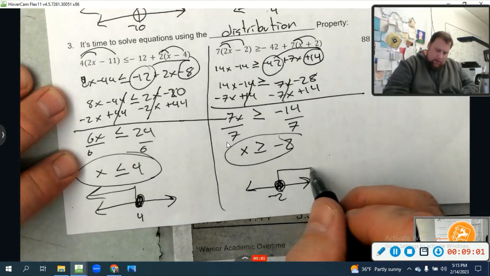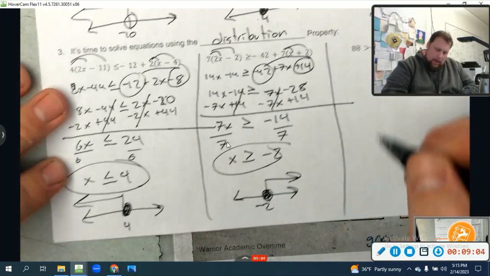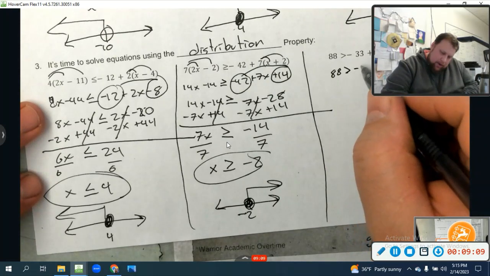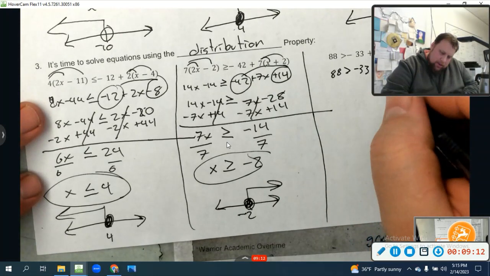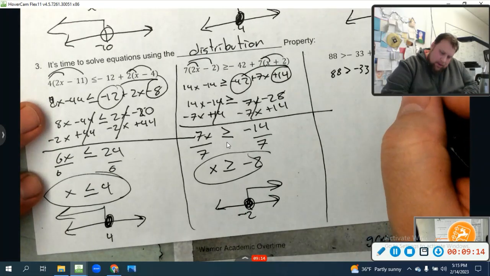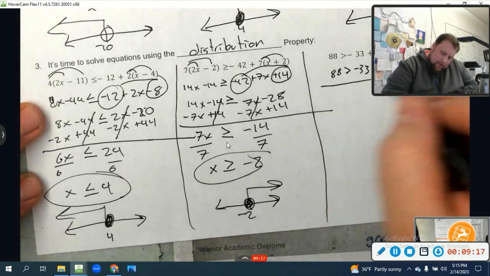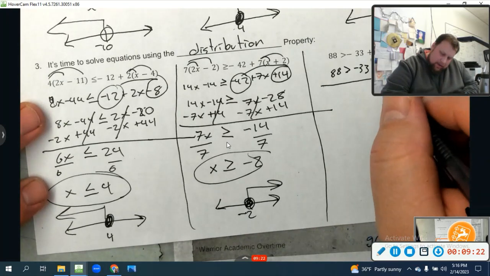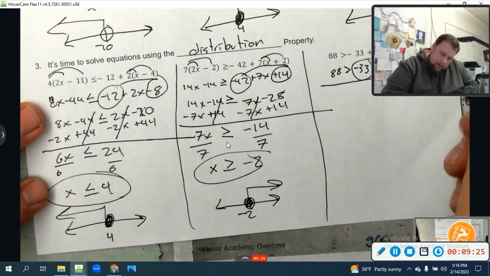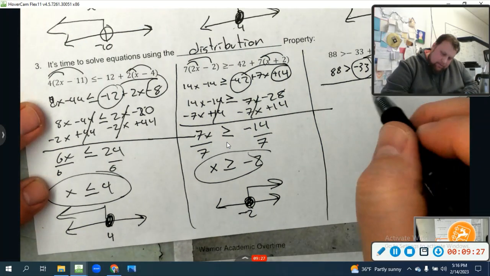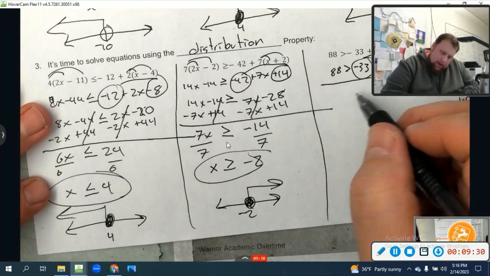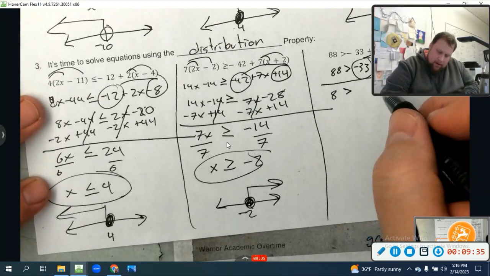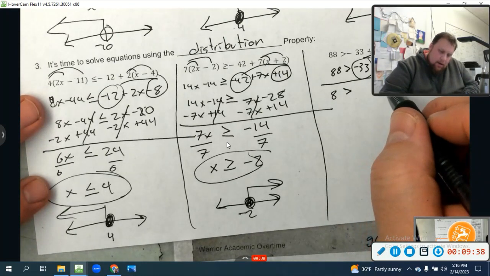Last but not least, let's try this out. So I'm going to have 88 is greater than negative 33 plus 11x plus 88. So I'm going to combine negative 33 and 88. And I get what? 88 is greater than 11x plus 55.